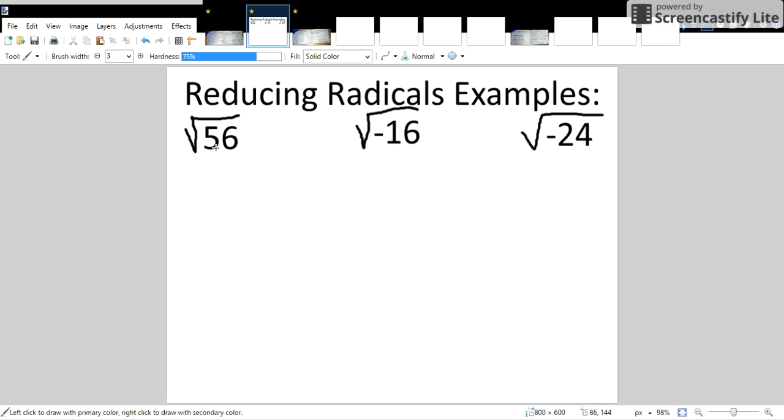Square root of 56. Go ahead and pause the video, see how many perfect squares you can take out of here, and reduce it as far as you can. Okay, we're first going to try to pull out a perfect square. Let's see if 4 goes into there. 56 divided by 4 would be 14.